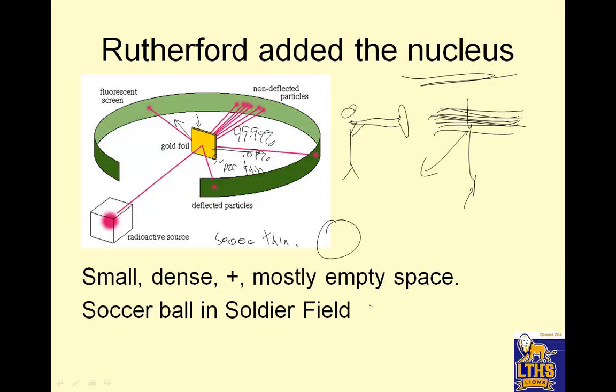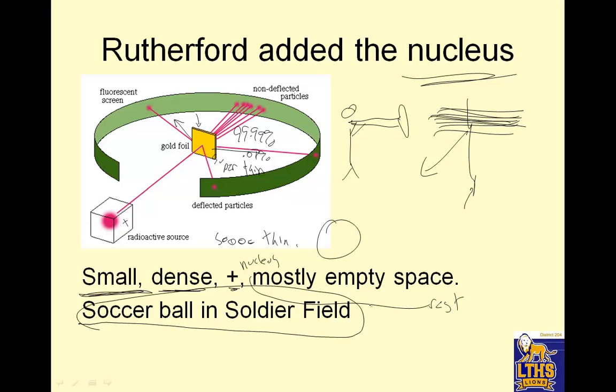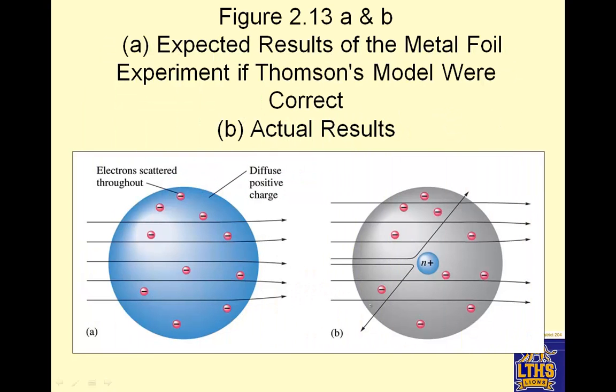So what they found out was that this piece of gold had a very small, very dense, very positive nucleus, and the rest is mostly empty space. The nucleus is about the size of a soccer ball on the 50-yard line in Soldier Field. So we're talking itty bitty.